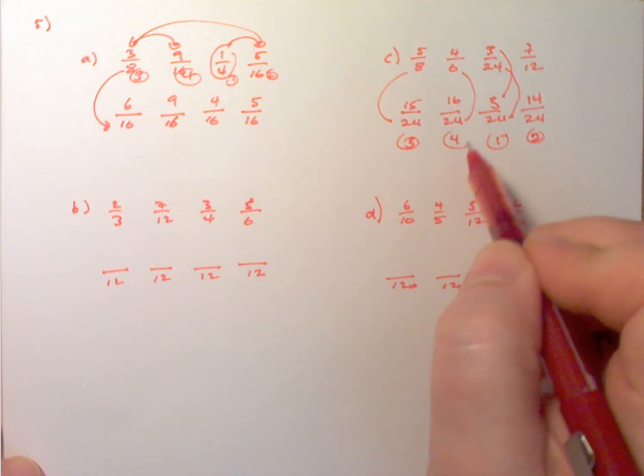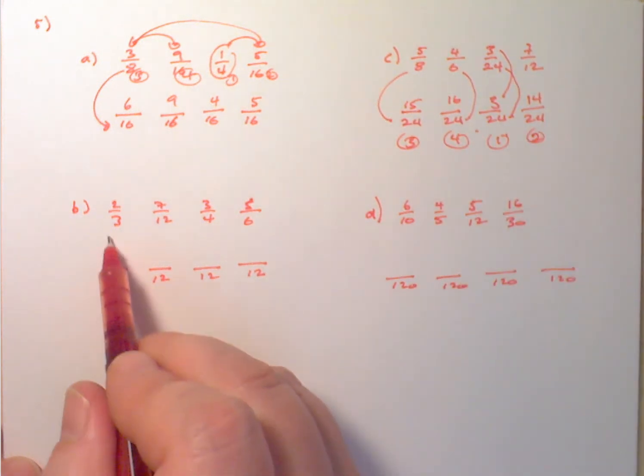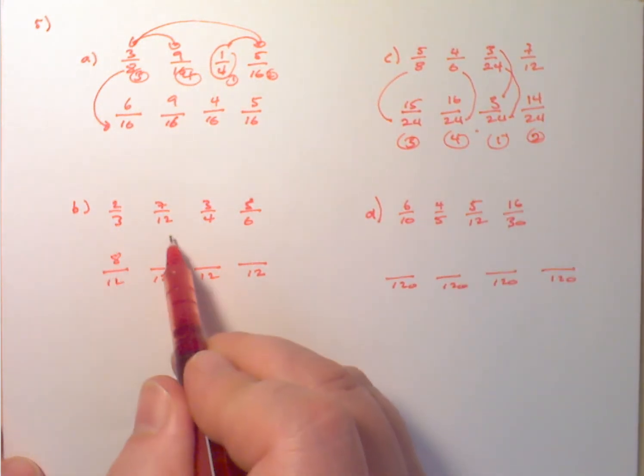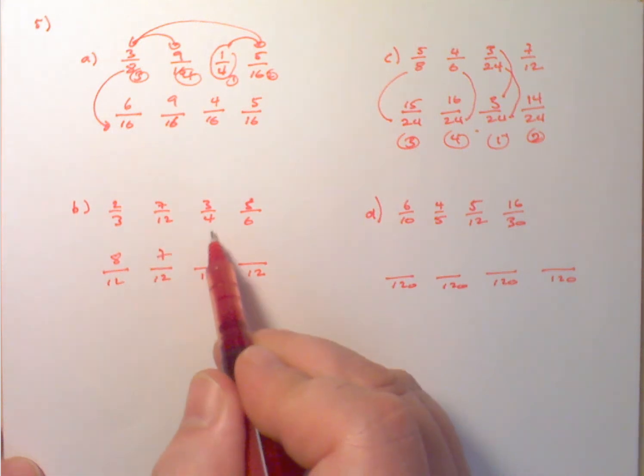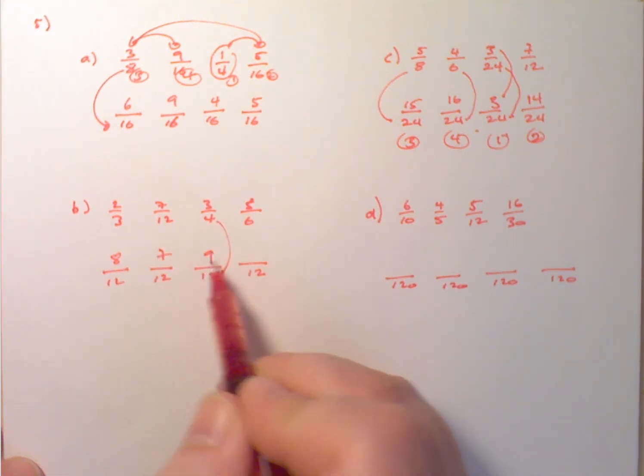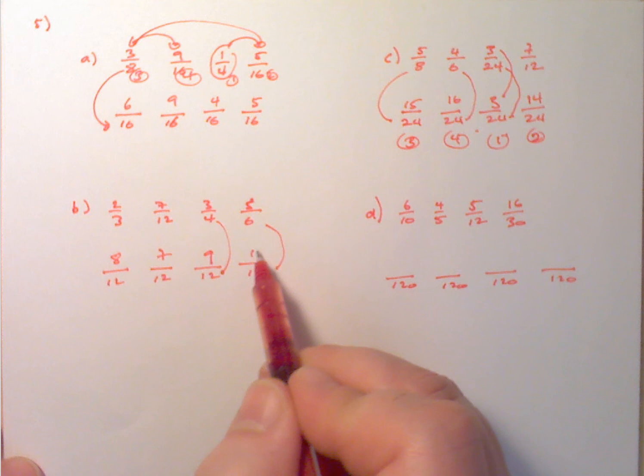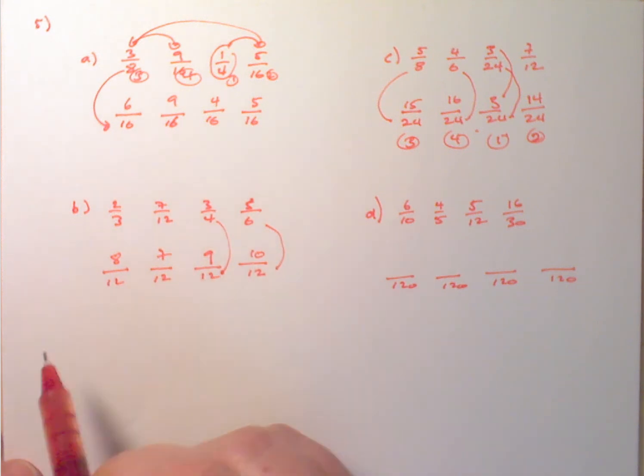And in the same way, this has been quadrupled, so that needs to be 8. Nothing's happened to that. This has been tripled, so that needs to be 9. This is doubled, so that's 10. And you can easily see which are the biggest and smallest.